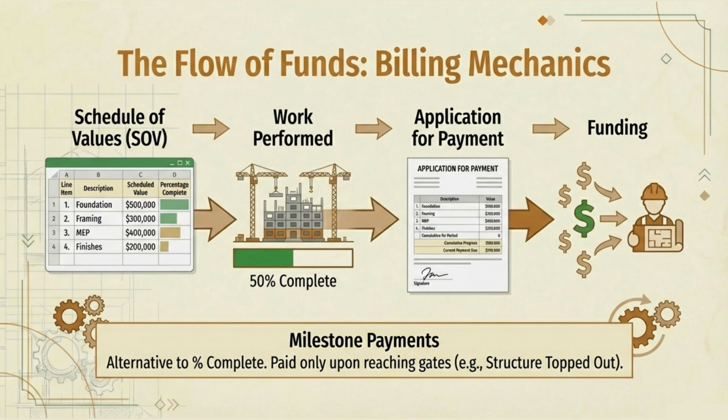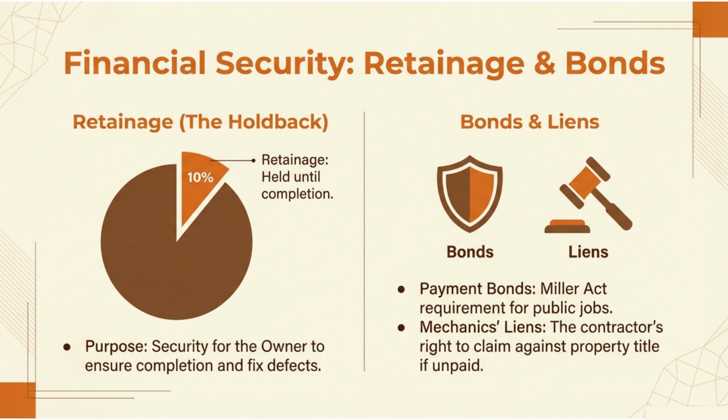Ka-ching! At the bottom, we see an important note about milestone payments, an alternative to percentage complete. Instead of paying based on progress, you pay when gates are reached. Structure topped out? Here's your money. This is the heartbeat of construction cash flow. Mess this up, and your project flatlines. Let's talk about protection. Financial protection, that is.